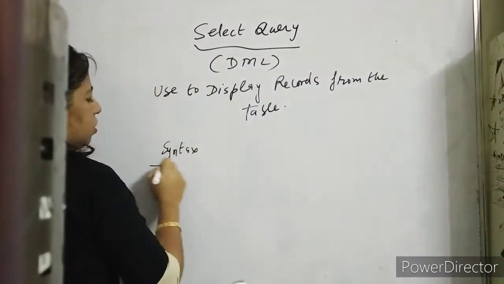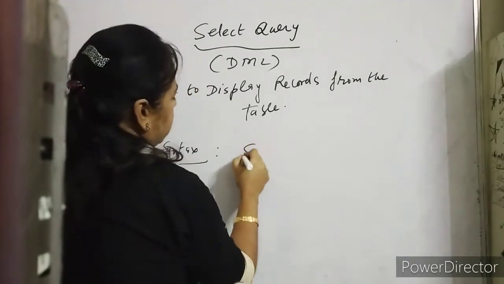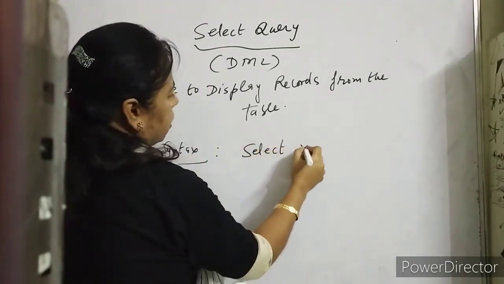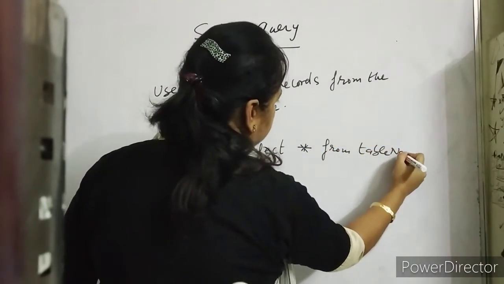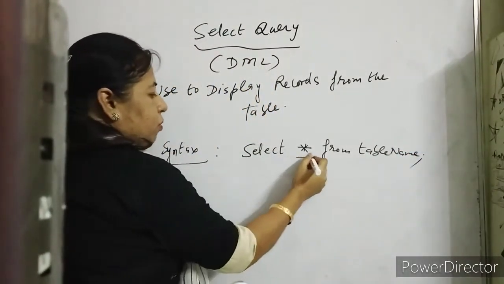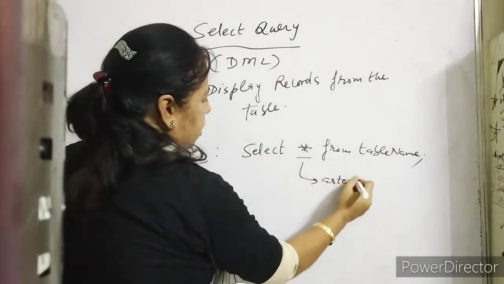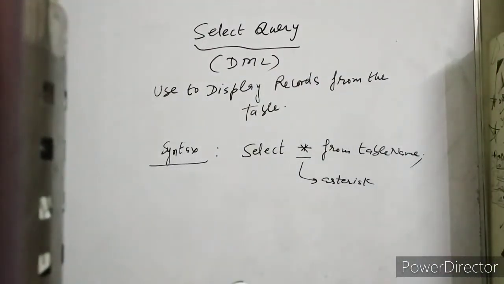Now, what is the syntax to work with select query? First syntax I have discussed with you: select star from table name. In the last class, we have studied this command. Star is also called asterisk. In computer language, you will pronounce it as asterisk. What do you mean by star? Star means all the columns will be displayed. This is the first, general syntax of the select query.